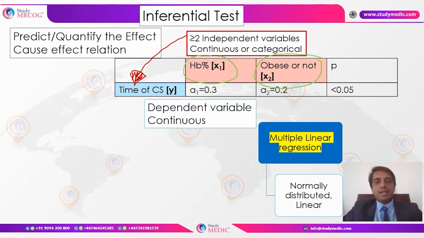Again, here we will get an equation y is equal to a1 x1 plus a2 x2 plus b, and we also get an r square value.